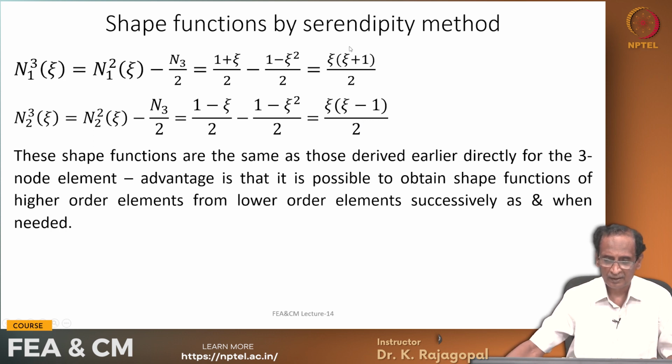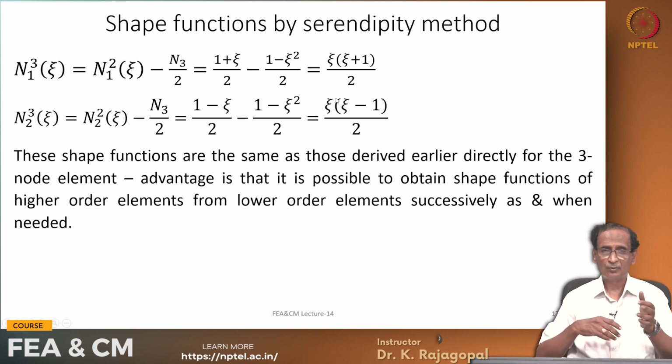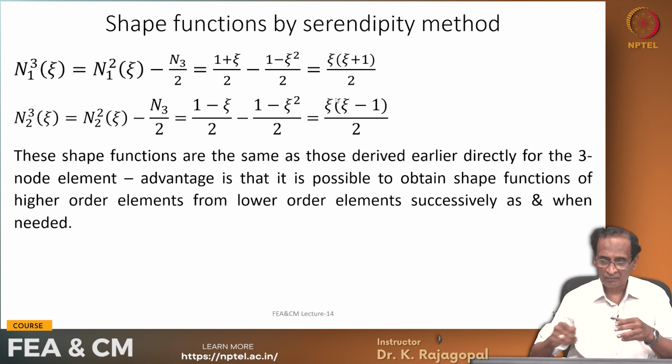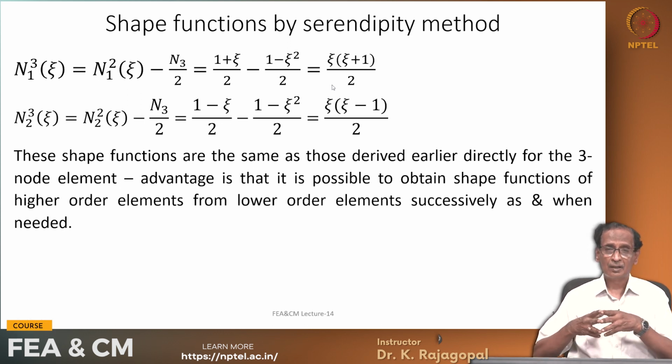So, once again we see that these shape functions that we got by the serendipity method are exactly the same as what we got from the Lagrange method or from the generalized coordinate method. So, actually the serendipity method gives us an advantage: we can use this method if the third node is present. If not, we will just work with the shape functions for the 2 node bar element.